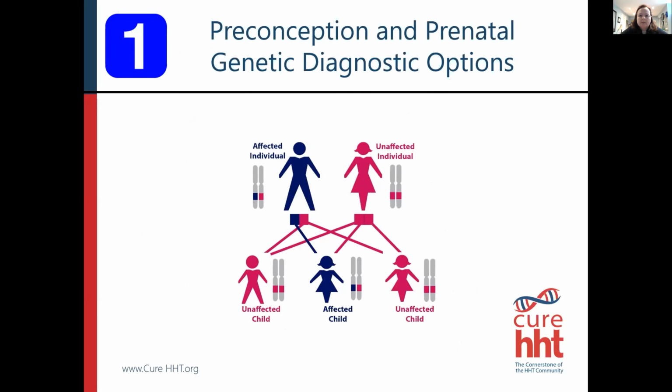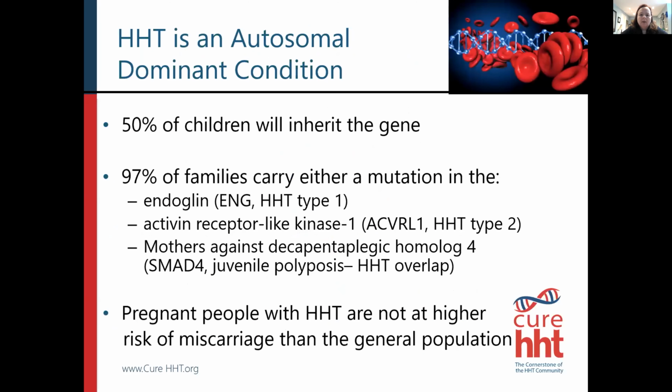So the first topic is about preconception and prenatal genetic diagnostic options. As all of you know, HHT is an autosomal dominant condition. This means that 50% of your children will inherit this gene, and we're able to identify the gene in about 97% of families. Like Dr. Fondo was just talking about, one is the SMAD4 mutation, but more typically the endoglin or activin receptor-like kinase 1 mutations. So these are the mutations that we can actually look for.